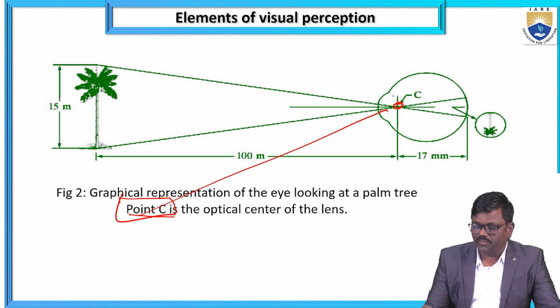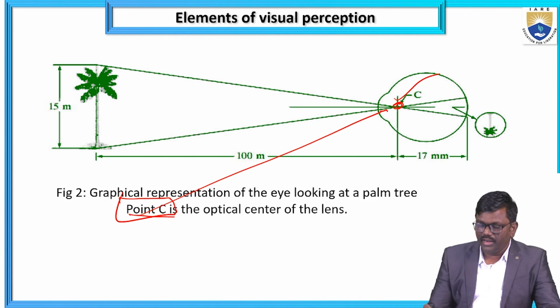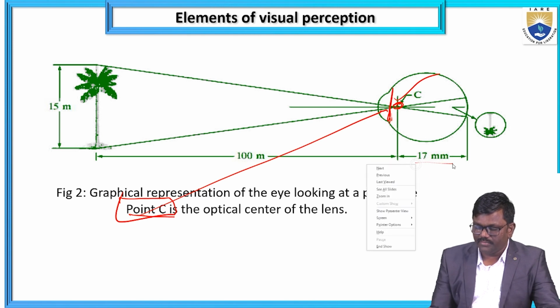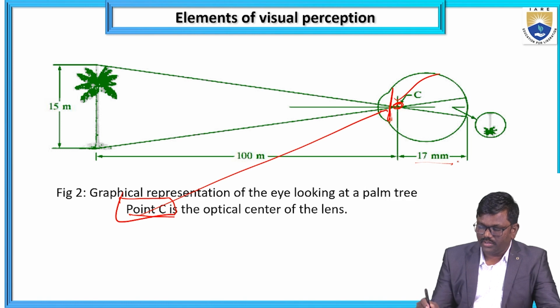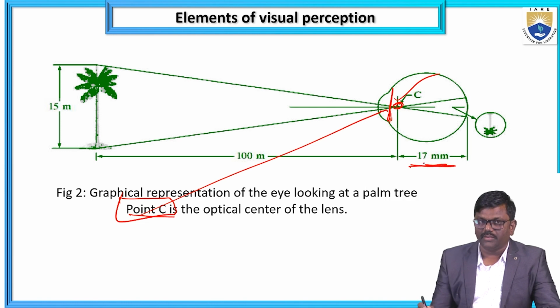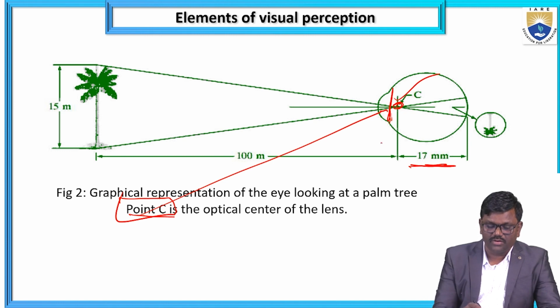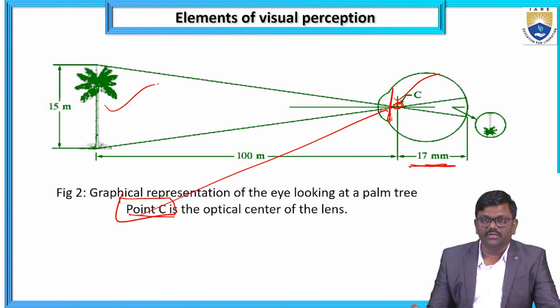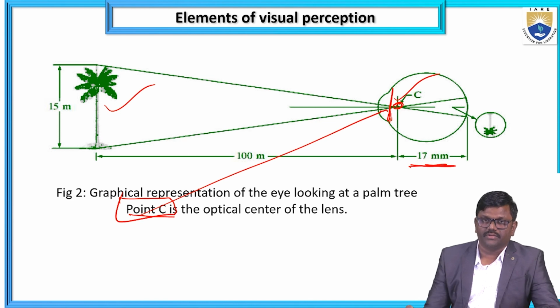Based on this point, we are going to adjust the lens. You see here, the lens is going to be adjusted here. The 17 mm, what is this? It is the 17 mm diameter of the lens. So the diameter of the lens helps us to see the palm tree in terms of graphical representation.